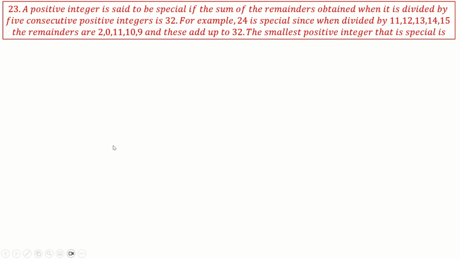a positive integer is said to be special if the sum of the remainders obtained when it is divided by 5 consecutive positive integers is 32. For example, 24 is special since when it is divided by 11, 12, 13, 14 and 15, the remainders are 2, 0, 11, 10 and 9, and these add up to 32. What is the smallest positive integer that is special? Okay, so it has to be less than 24, we know. Otherwise, 24 is the minimum, correct?